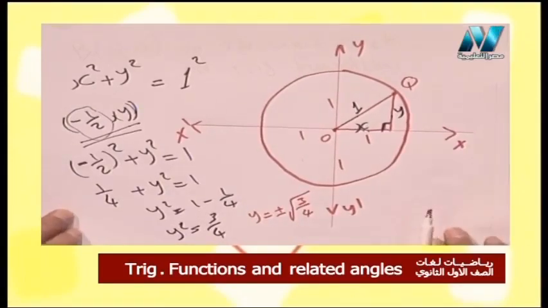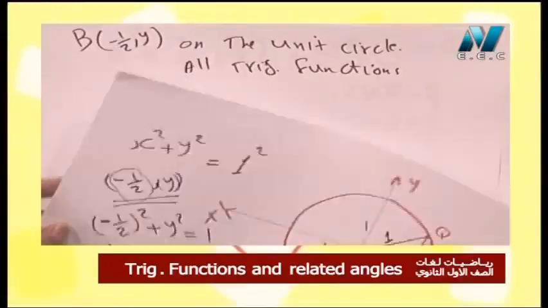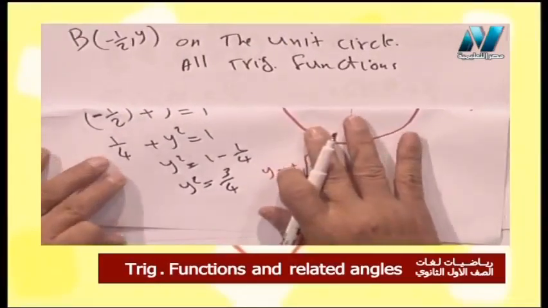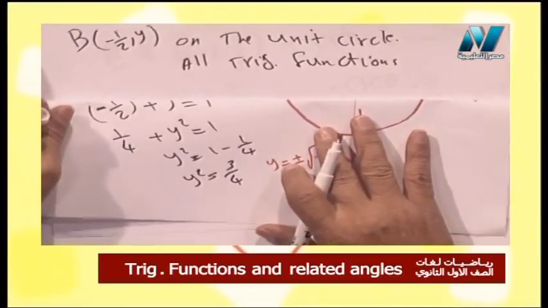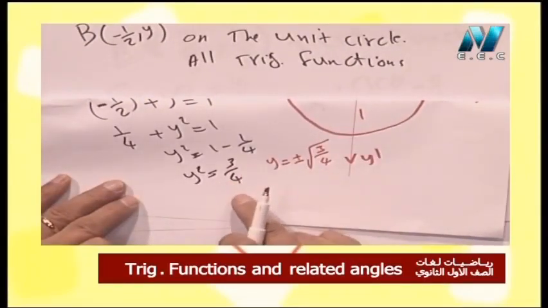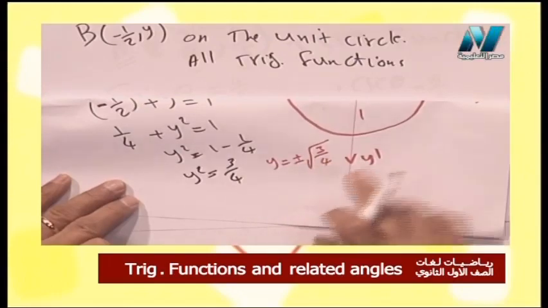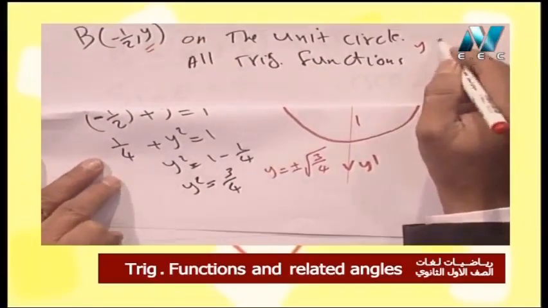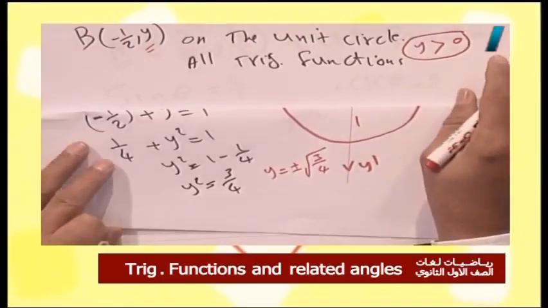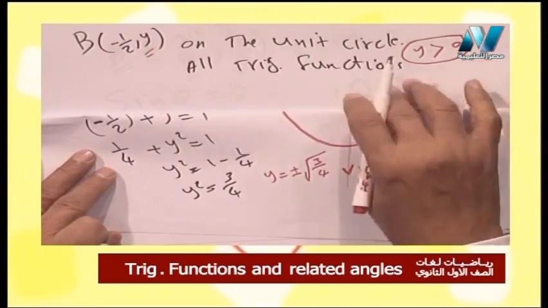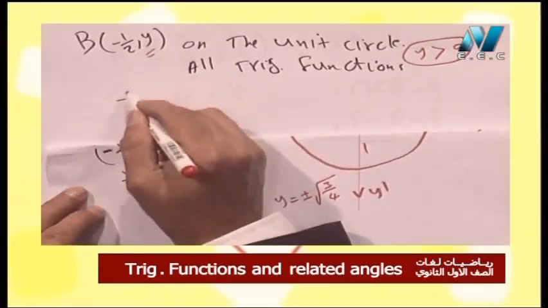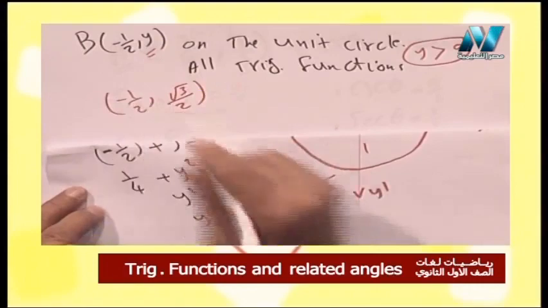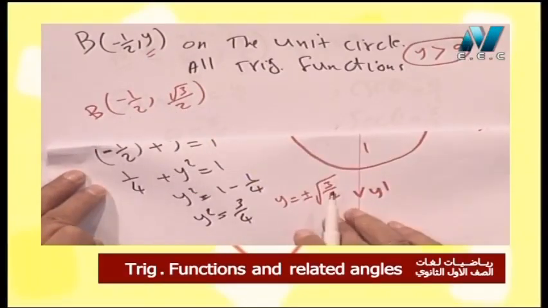So let's move again to the question before. We have found that y squared equals 3 over 4 and y equals positive or negative square root of 3 over 4. And he told us that y here is greater than 0. That means that this number will be positive. So x will be negative half and y will be root 3 over 2. This is the point B, which is on the unit circle.